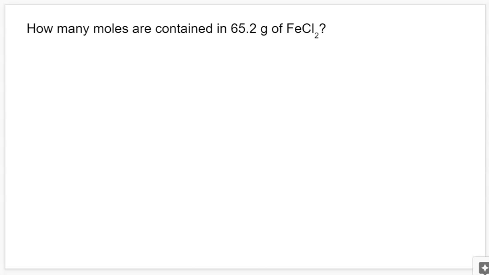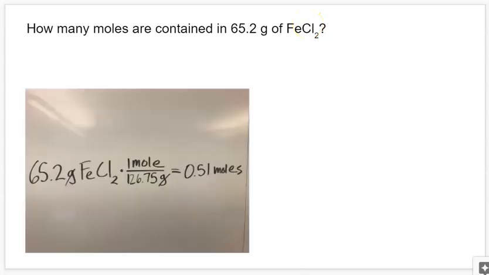So how many moles are contained within 65.2 grams of iron 2 chloride? Well, I'd want to figure out the molar mass of iron 2 chloride. So I'd take the mass of iron and then I take the mass of chlorine and I multiply it by 2, and then I'd add it all together. So we end up with this.